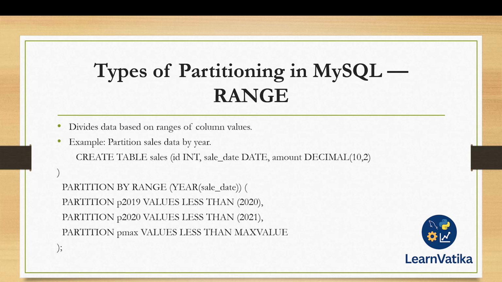Then the second partition will be storing the values from 2020 up to less than 2021, and the last partition will store all values greater than or equal to 2021 till the maximum value. Maximum value can be anything. In this way we can use range partitioning to partition the table.